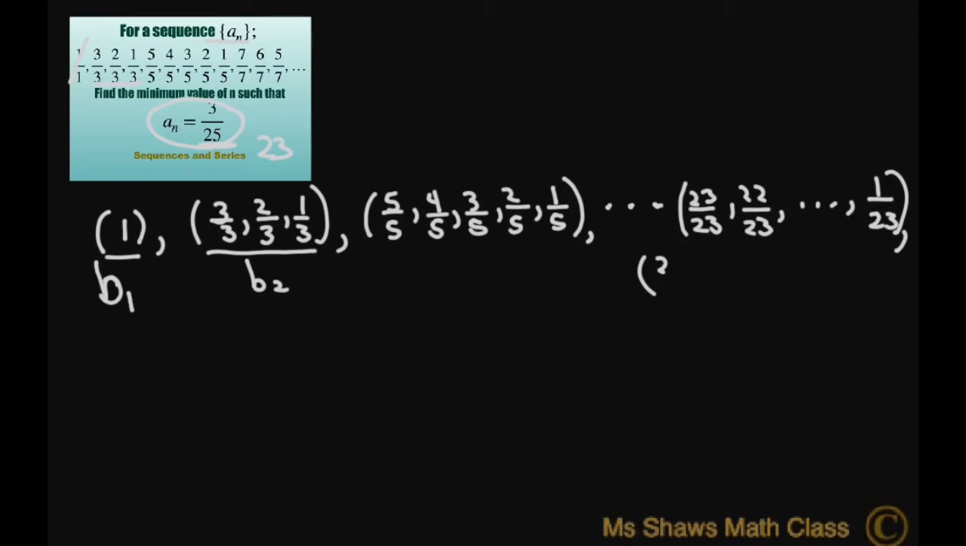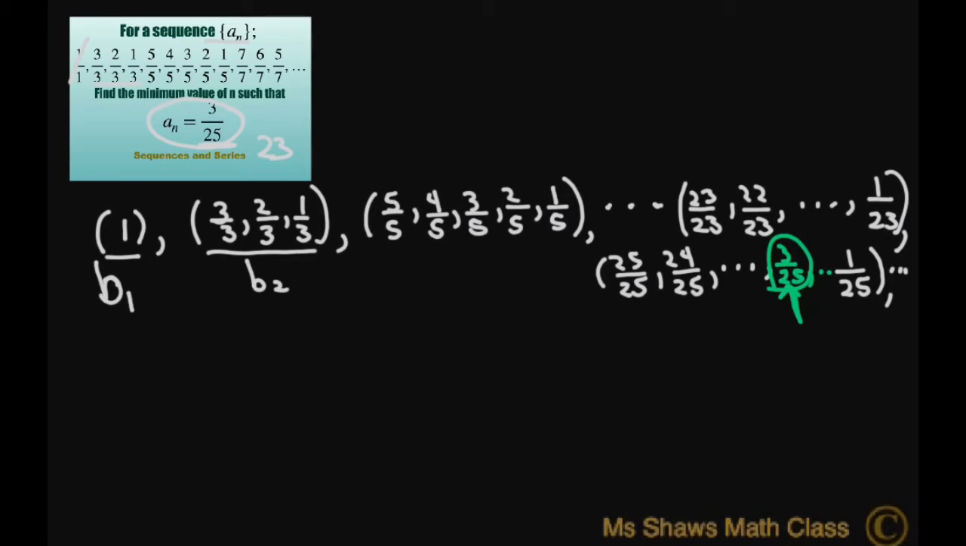And then the last part would be 25. Let's scoot this out a little bit. This would be 25 divided by 25, comma 24 divided by 25, comma dot dot dot, comma 1 divided by 25. All right, and then the sequence goes on and on. What we want is somewhere in here, this 3 divided by 25.